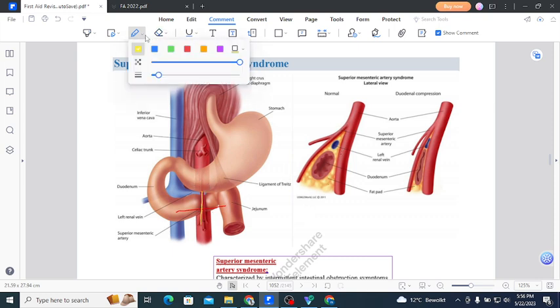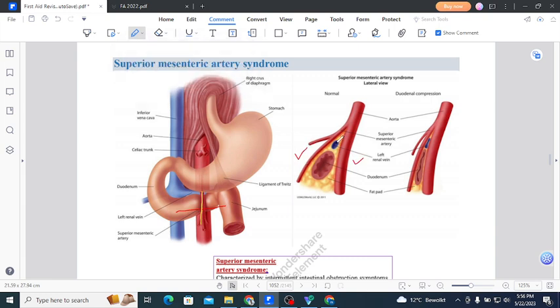You can see that between the superior mesenteric artery, this over here, and the abdominal aorta over here, we have three structures. The first one is the left renal vein. The second thing is the third part of the duodenum, and the third thing is this yellowish thing, that is the fat pad which is cushioning the duodenum and the left renal vein.